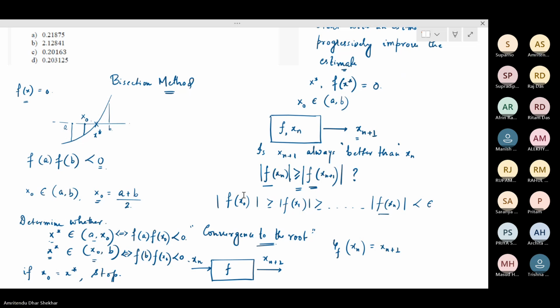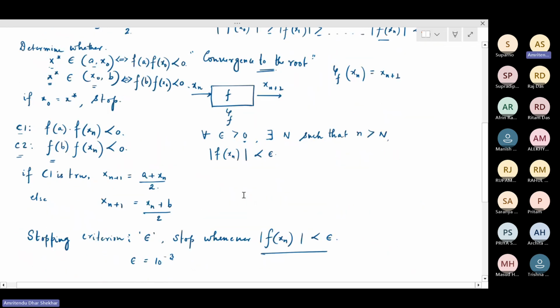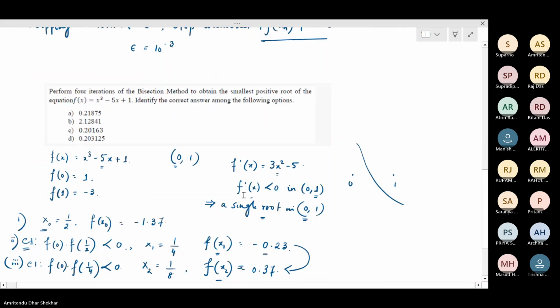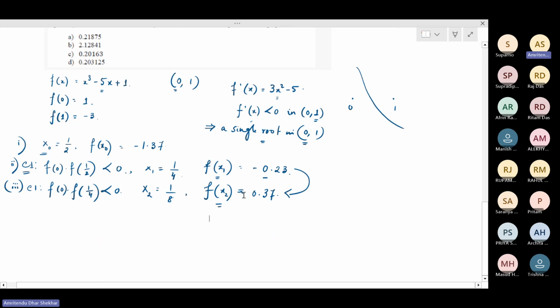Because you do not have any such monotonicity property that you are getting better estimates each time.